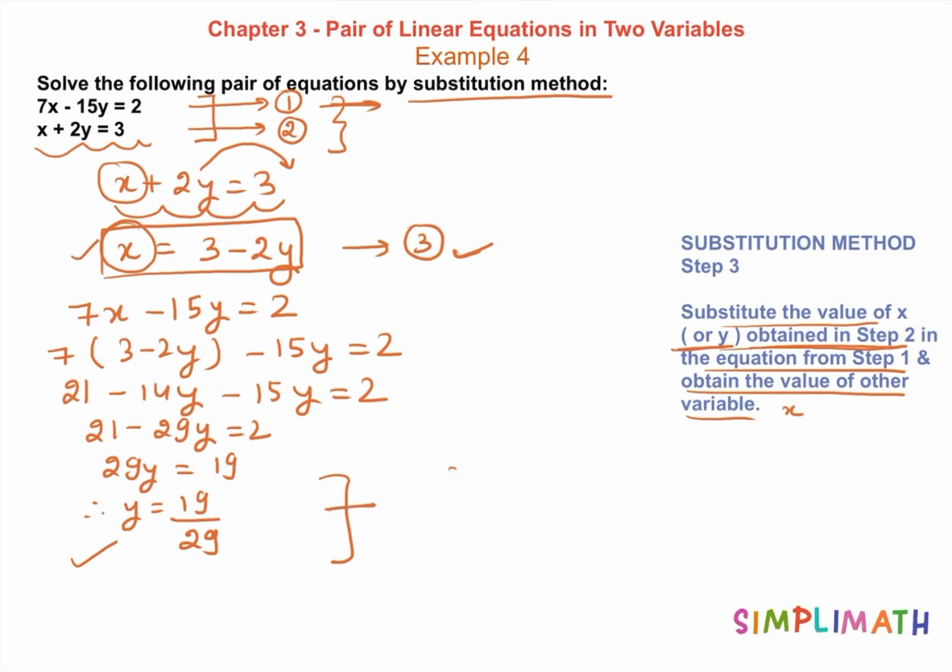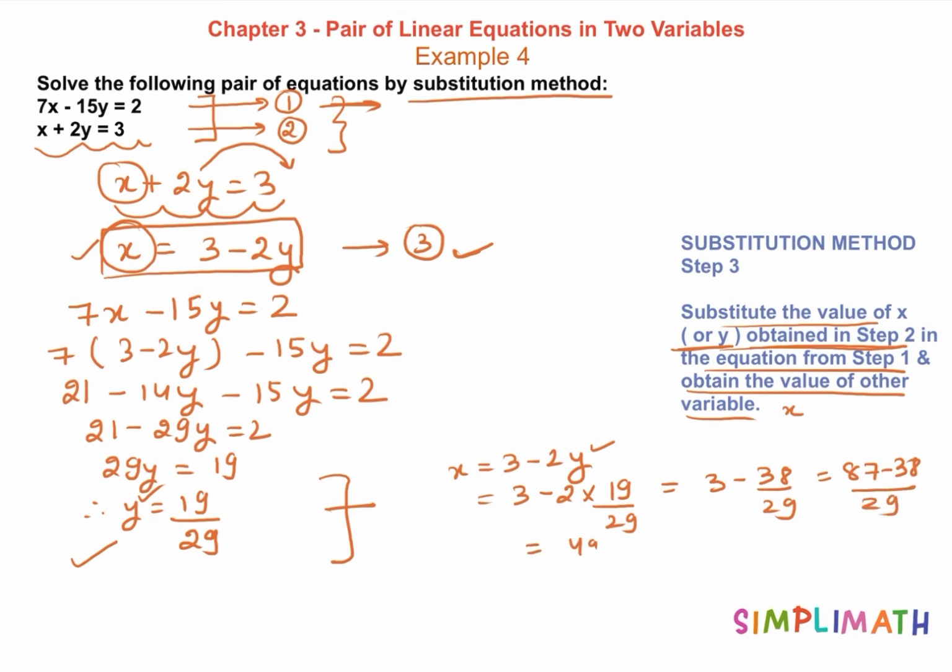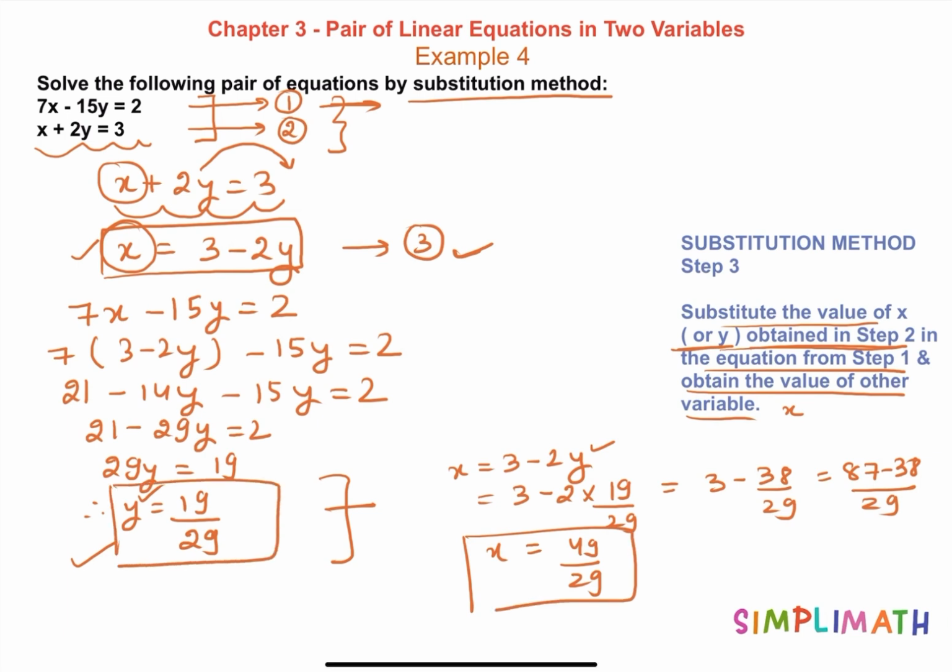So from equation 3 we know that x equals to 3 minus 2y. Now we substitute the value of y from here. So we get 3 minus 2 into 19 by 29. So this comes out to be 3 minus 38 by 29. This comes out to be (87 minus 38) by 29. So this comes out to be 49 by 29. So this is the value of x and this is the value of y.